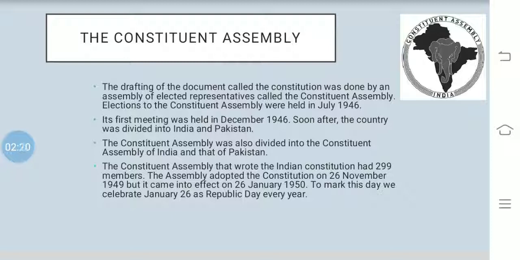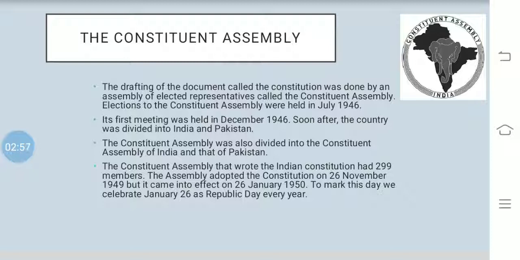Now, the Constituent Assembly that wrote the Indian Constitution had 299 members in total. Earlier, more members were there, but since the members were split into two, some of them went to Pakistan. All right, and this whole journey of the Constitution took 3 years. 3 years to write the Constitution. So imagine. And it came into existence in the year 1949.